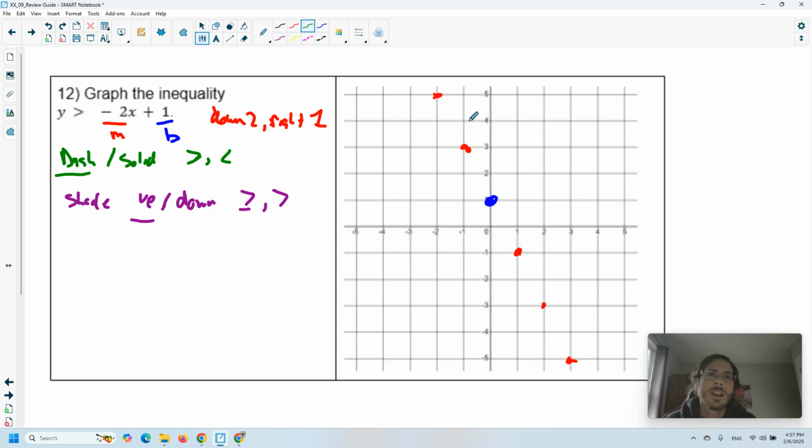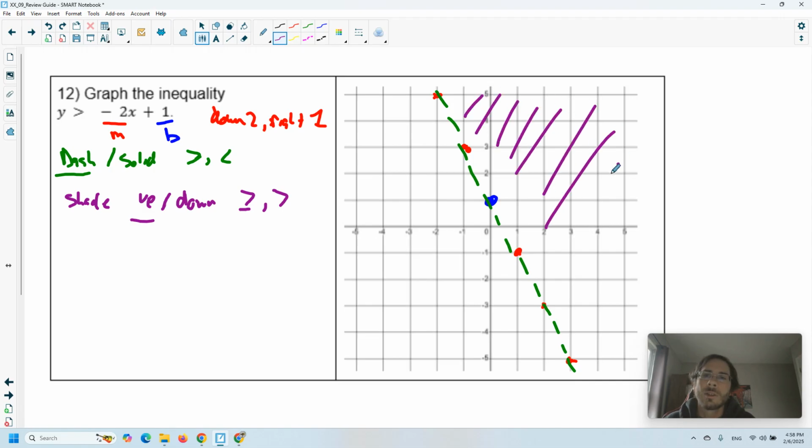We want a dashed line, so we'll put the dashed line in. Remember, that's what I'm grading: if you got the dashed line or the solid line. And then we're shading up, so I'm also grading this. So those are all the parts that I'm grading. You can see there's 1, 2, 3, 4 things that you want to do, so there's 4 things that's pretty easy for me to go look at and grade.